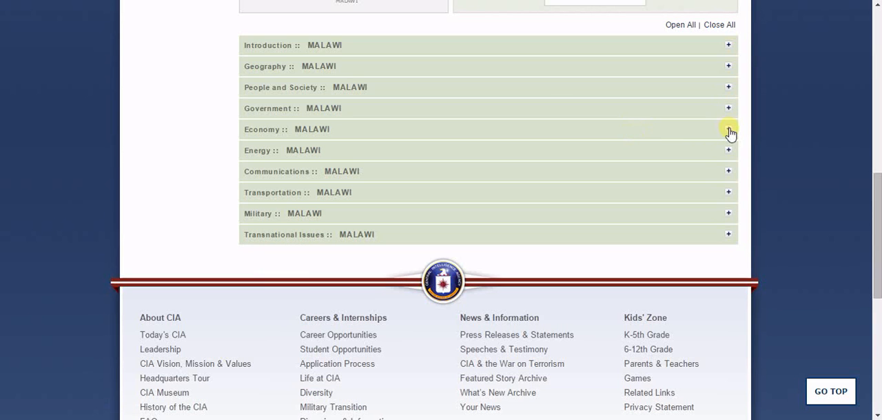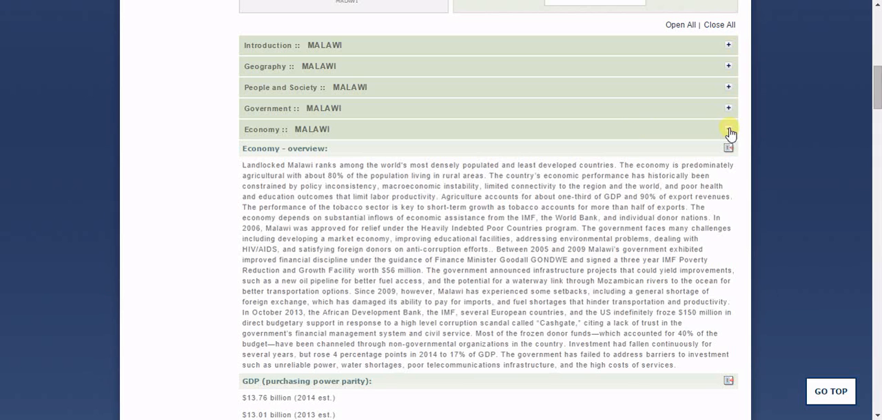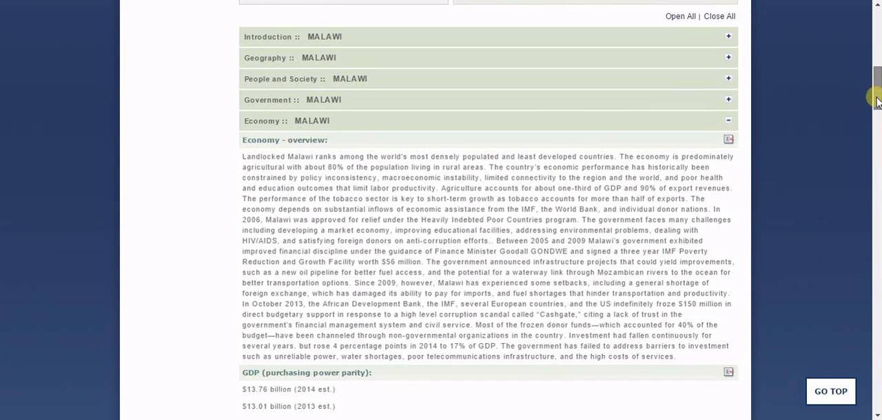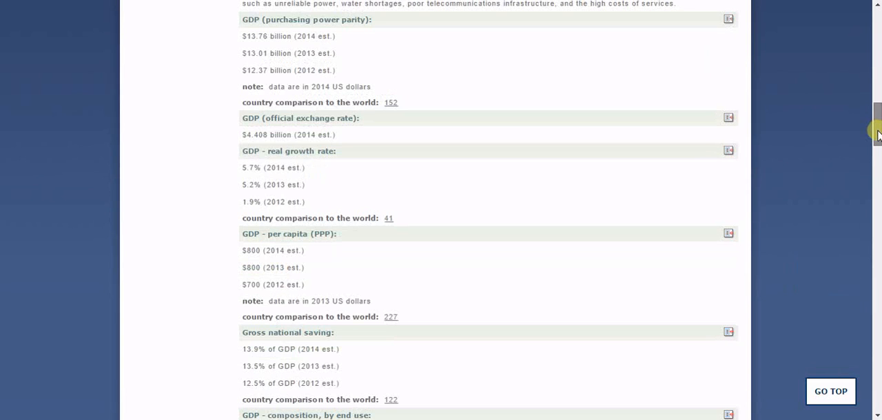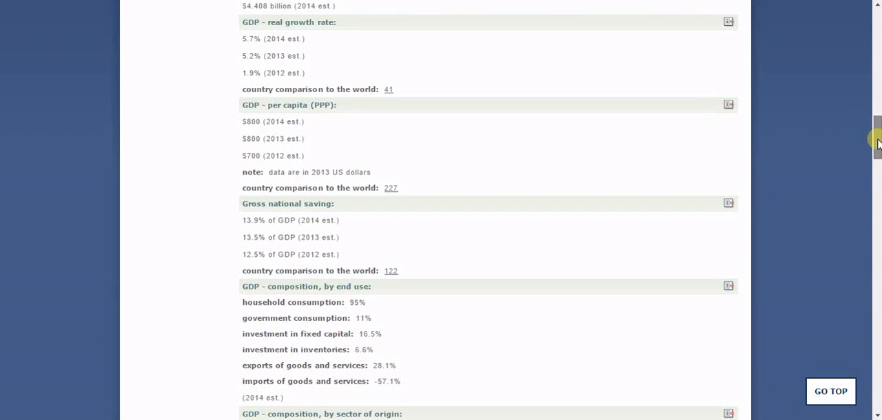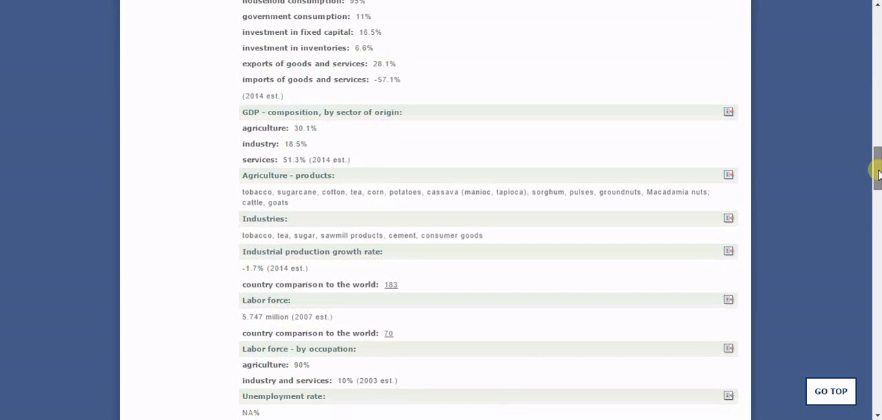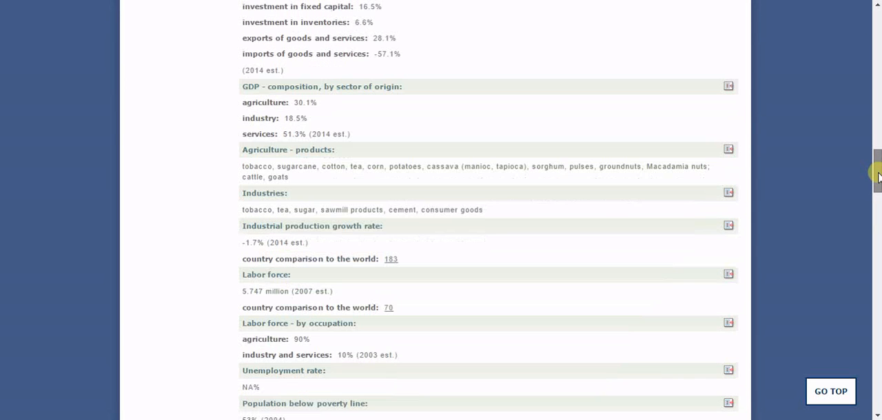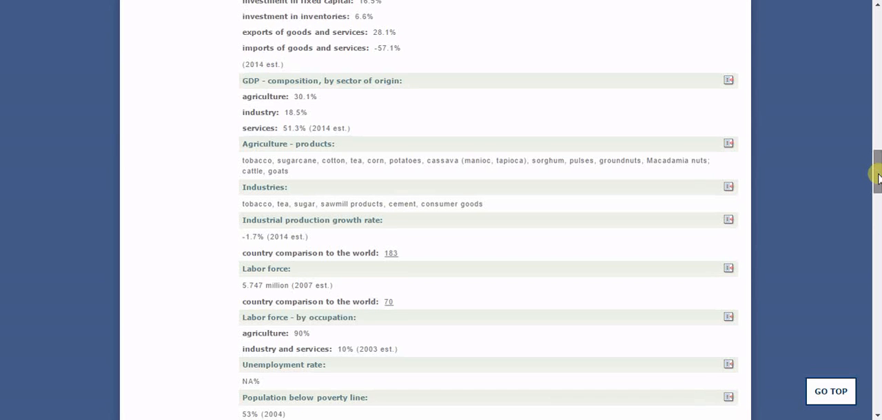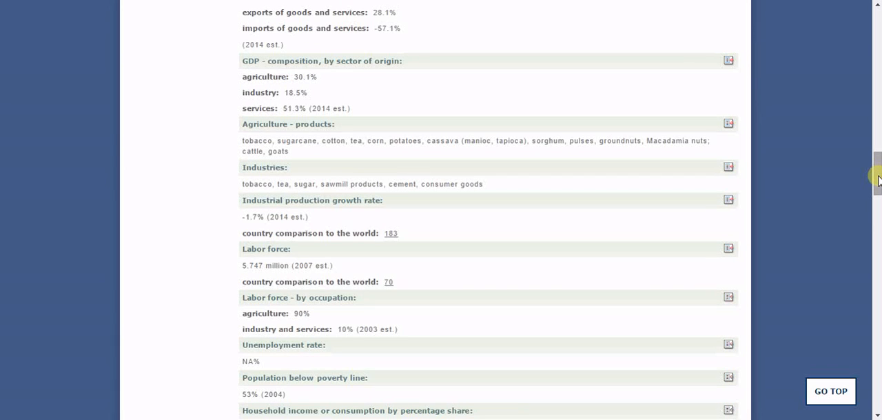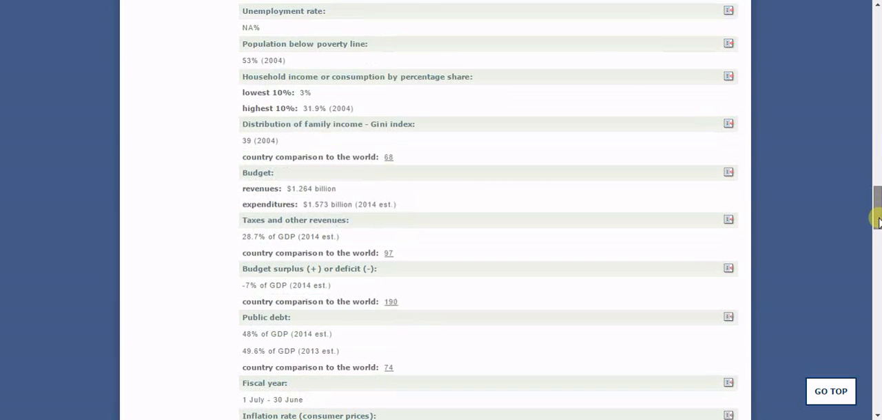The economy, it tells you what kinds of businesses, how much money comes in, those sorts of things. Here we go. Agriculture products: tobacco, sugarcane, cotton, tea, corn, potatoes. Those are a lot of the agriculture products. Industries: tobacco, tea, sugar, sawmill products, that's lumber, cement, and consumer goods. So this tells you that kind of information about the country.